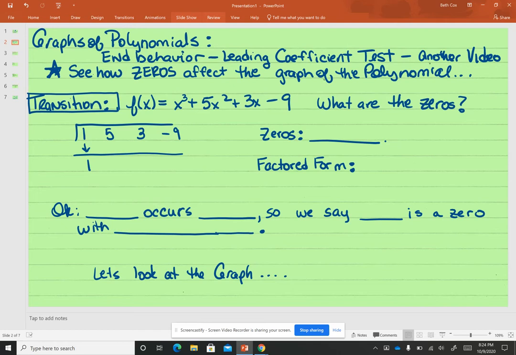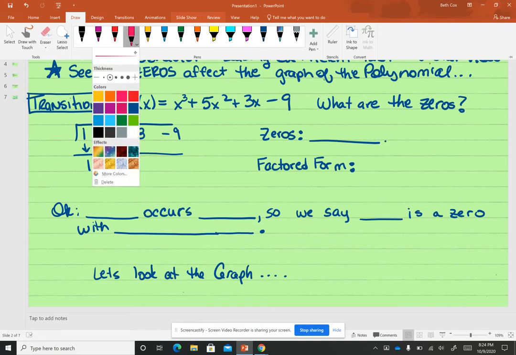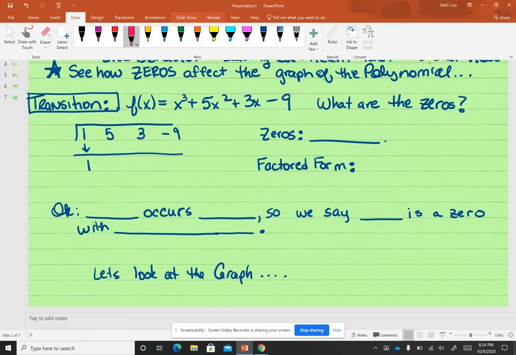Now, the first thing we're going to do is see how zeros affect the graph of the polynomial. We've been learning how to find zeros, and all this time up to this, we've been learning how to find zeros. So now we're just going to transition. This is just a transition example. This is not something you're going to actually have to do.